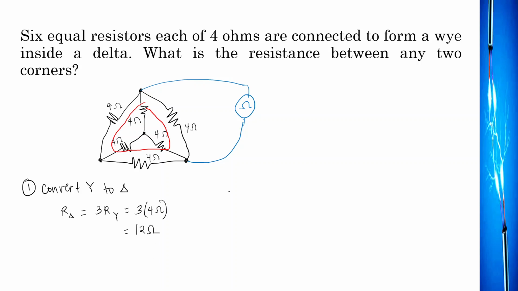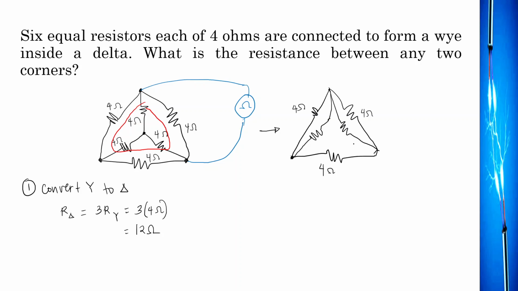Okay? Which is, ito na yung magiging itsura, guys. So, ito pa rin yung tatlong 4 ohms na nasa labas, na naka-delta. Tapos, ito na siya, still connected pa rin dun sa terminal na to. So, ang lumabas sa dyan ay puro 12 ohms na. So, this is already 12 ohms, 12 ohms, 12 ohms.